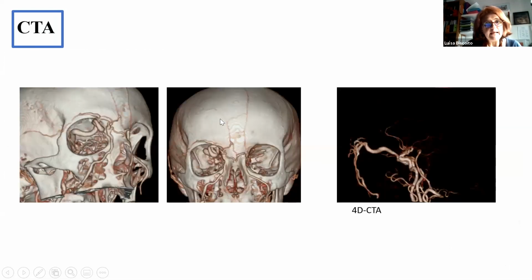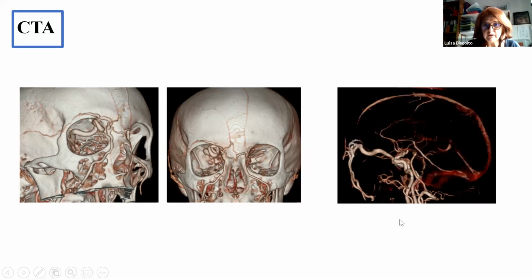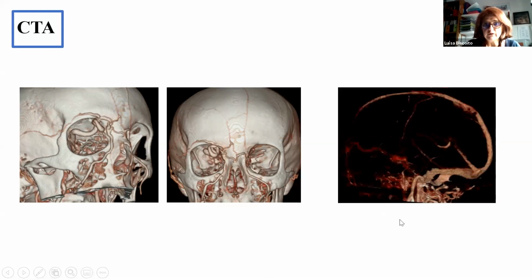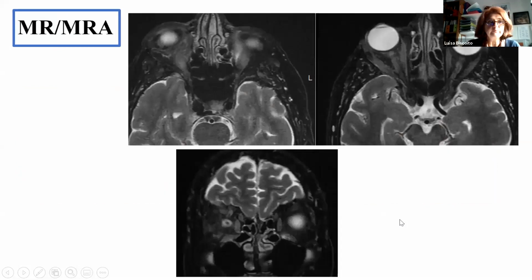The CTA nowadays is of very good quality. So we can do the VRT and see all these dilated veins, the supraorbital vein, the angular vein, and the anastomosis to the other side by the frontal vein, just beneath the skin. And now we have the 4D CTA, where we can see like an angiography all the time up to the end of the venous phase.